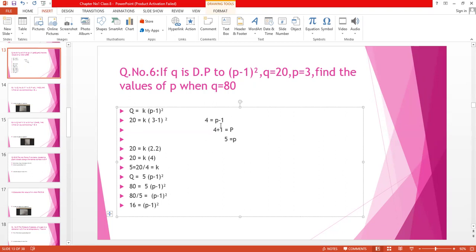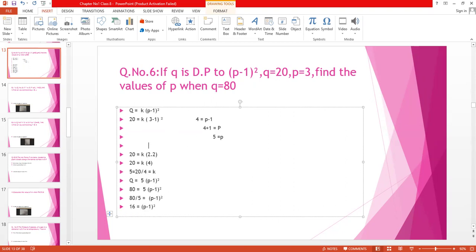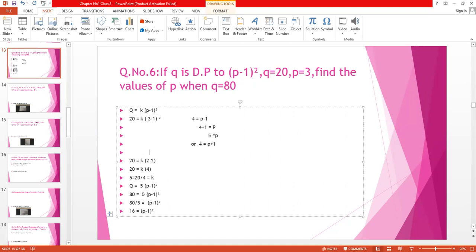Then we take this P minus 1. But when we take its square root, it has two values: it is equal to minus 1 and also equal to plus 1. So I take the second value, that is 4 equal to P plus 1. When I move this plus 1 to that side, it becomes minus 1. So it is equal to P.